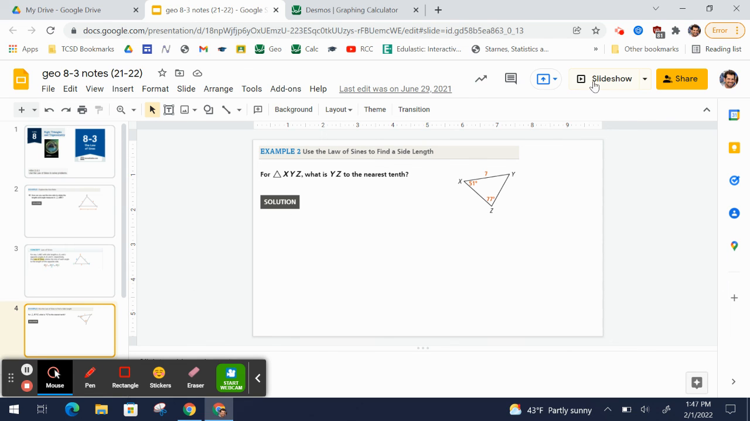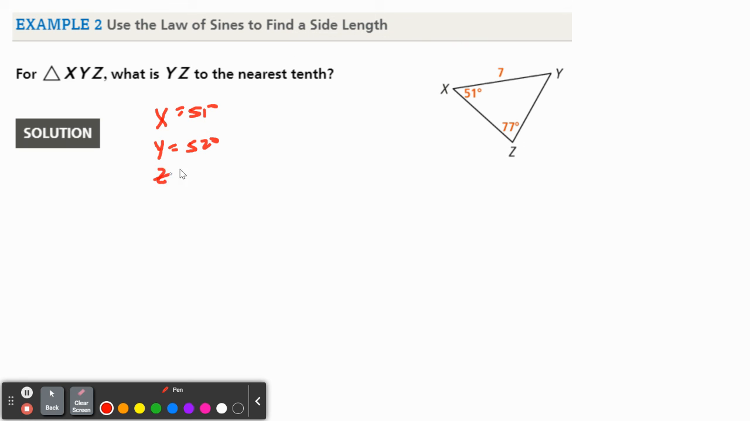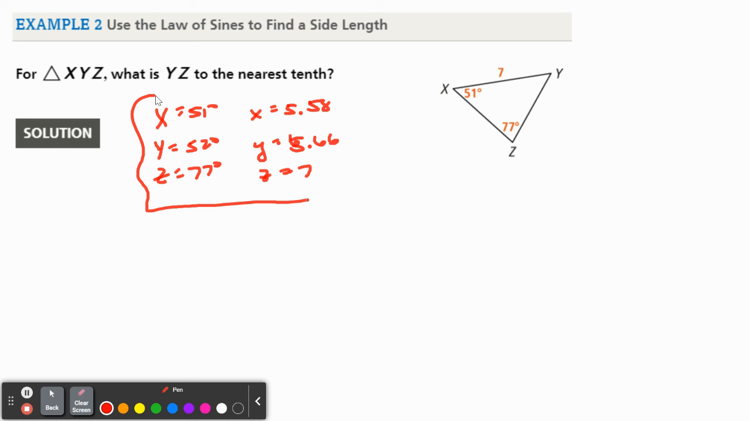So in this problem here, angle X was 51 degrees, angle Y was 52 degrees, angle Z was 77 degrees. x was 5.58, y was 5.66, and z was given to you as 7. And there you go. That's called solving the triangle. So I kind of changed the direction, sorry. Oh, there you go. All right, that's the end of video 1. Video 2 is coming up.